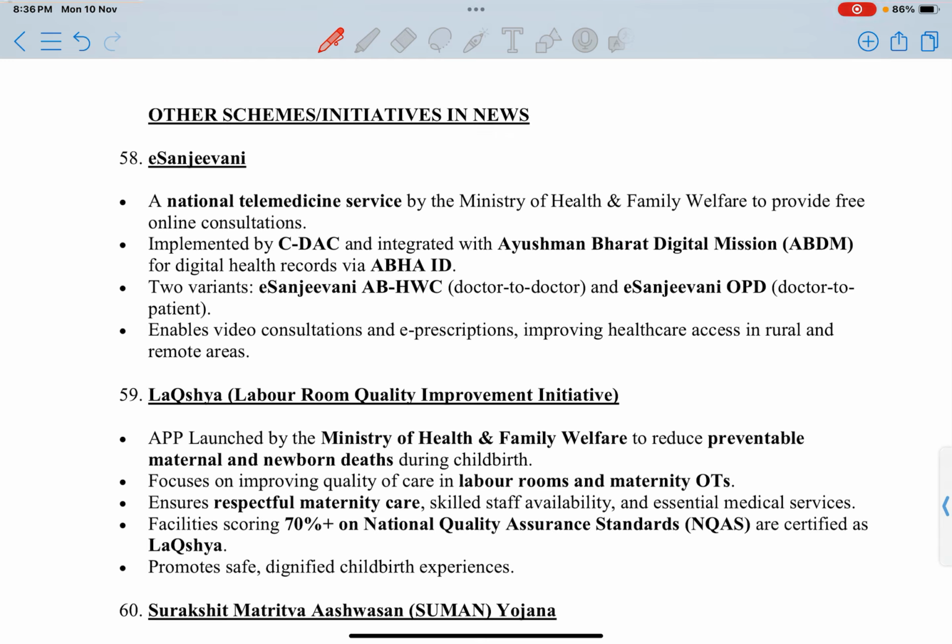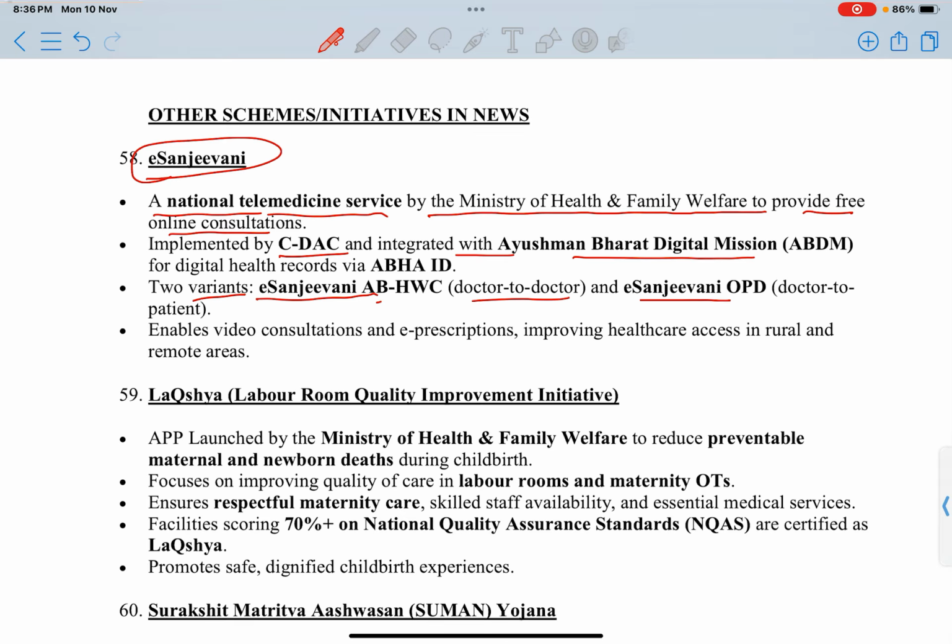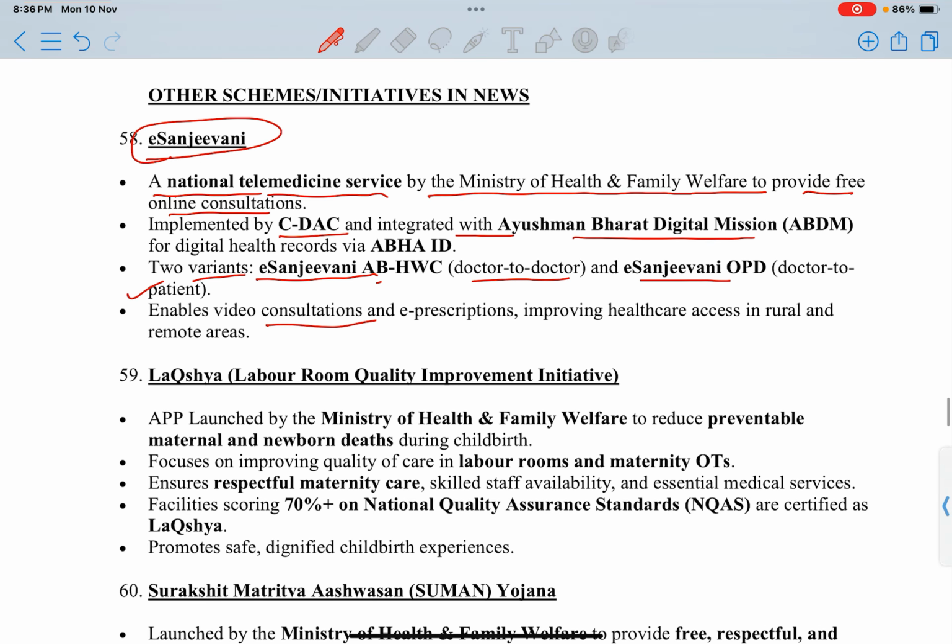Other schemes under this Ministry of Health and Family Welfare. It is e-Sanjeevani. What is this? It is a national telemedicine service by the Ministry of Health and Family Welfare to provide free online consultations, implemented by CDAC and integrated with the Ayushman Bharat Digital Mission. Two variants: e-Sanjeevani AB-HWC, doctor to doctor, and e-Sanjeevani OPD, meaning doctor to patient. It enables video consultation and e-prescriptions, improving healthcare access in rural and remote areas. This terminology is again important.